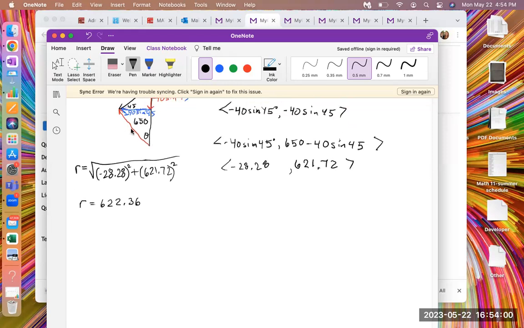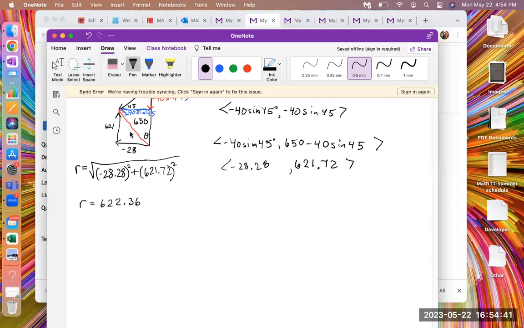You see that this red vector, the resultant vector that we just found, has a length, or a speed in this situation, of 622.36. Now what we need to do is find the angle that would be associated with that vector as well. This is the horizontal component and this is the vertical component of that vector. And that's why this component is negative 28 and that component is 621.